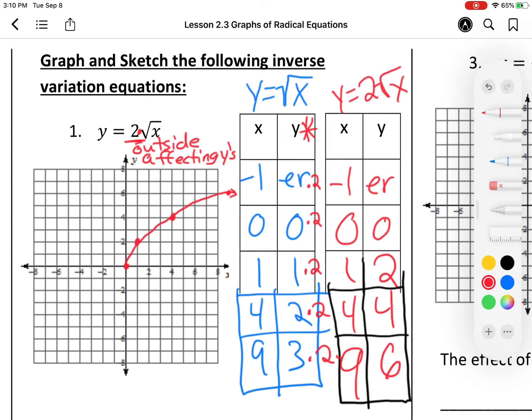Our graph would keep going. Versus our parent function, if you wanted to put it on the same graph, you would have 0, 0, 1, 1, 4, 2, and 9, 3. So about right here.